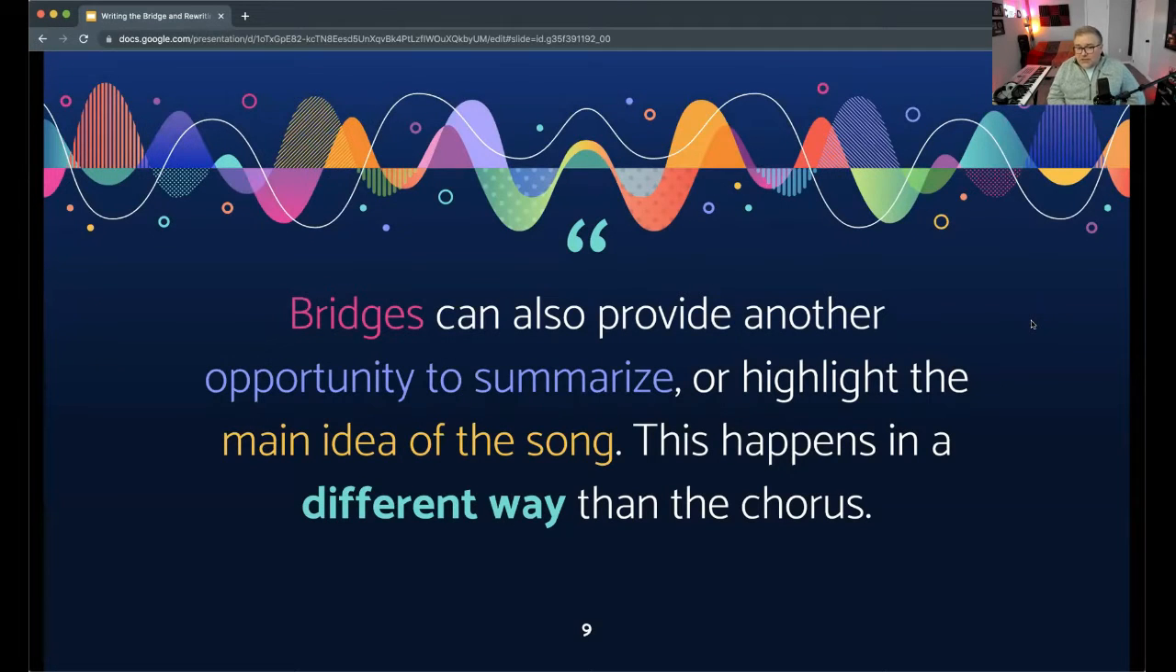Bridges also, like I mentioned, can provide an opportunity to summarize or highlight the main idea of the song. But again, it's usually done in a different way than the chorus. So sometimes you might approach writing a bridge as saying, what am I saying in my chorus, and how can I say it in a different way to still make the point to my listener? So give them the same content, but in a different structure, different lyrics, different melody, different chords, all of that.